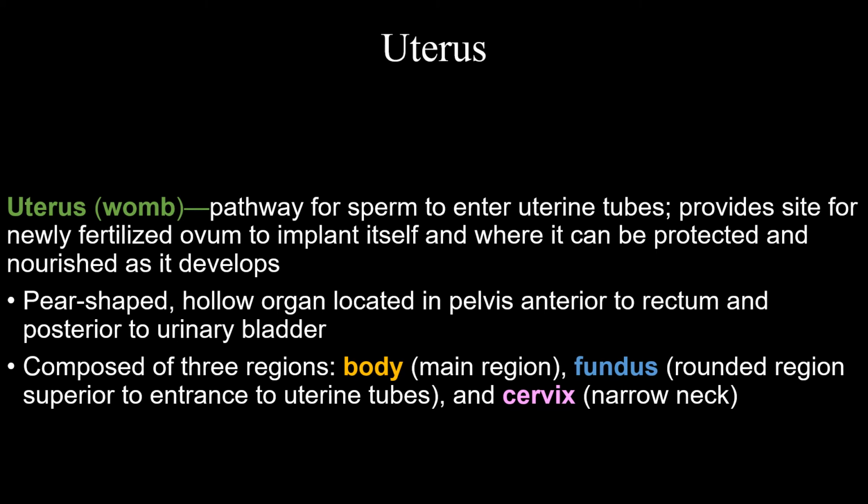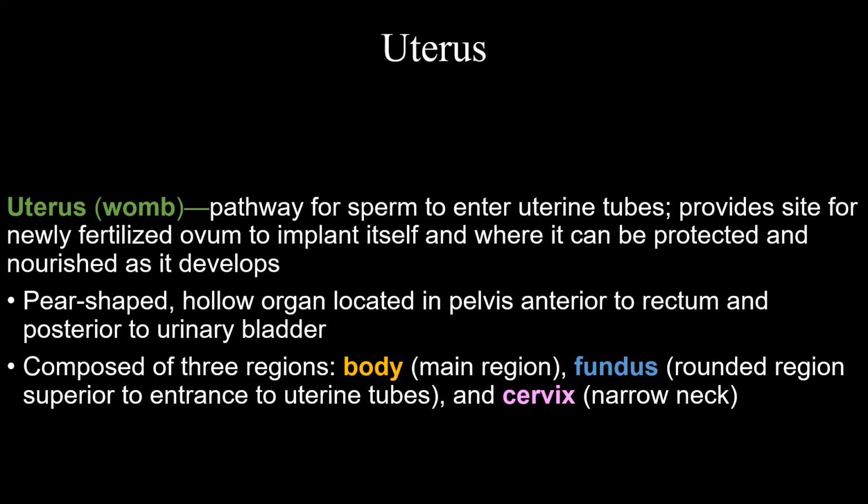Now, the uterus, known commonly as the womb, is part of the pathway through which sperm has to travel to reach the uterine tubes. This is also the site of fertilized egg implantation, and it provides protection and nutritional support for a developing conceptus. In addition, the contractions of the uterus are responsible for ejecting a fully developed conceptus known as a fetus during childbirth. If pregnancy does not occur, the uterus is also the source of menstrual flow.